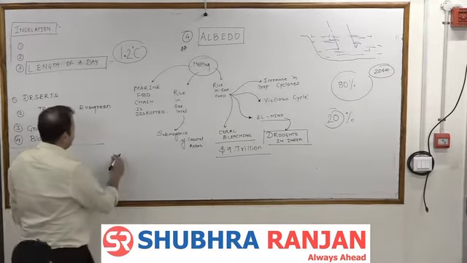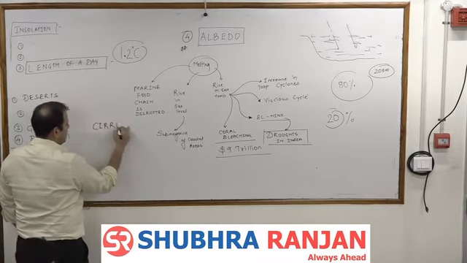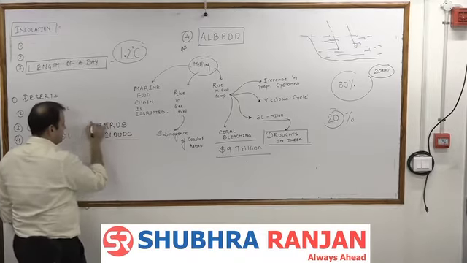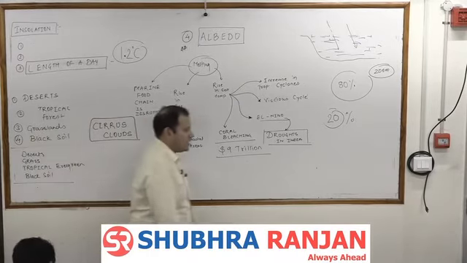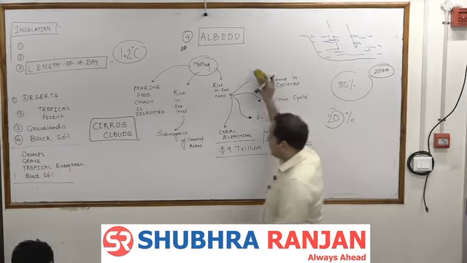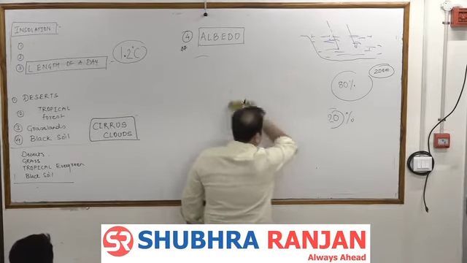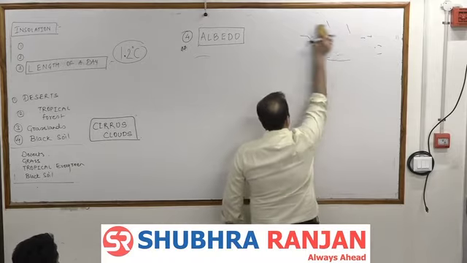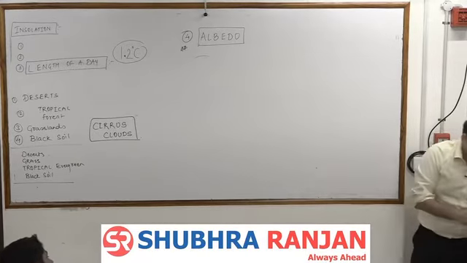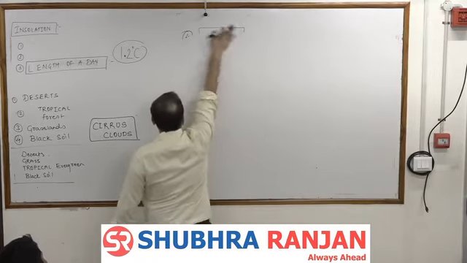Cirrus clouds have the highest albedo. What are cirrus clouds? The clouds which are very high in the sky, और जितना ऊपर in the sky means it is made up of water or ice. Ice. So you can take down now the list.